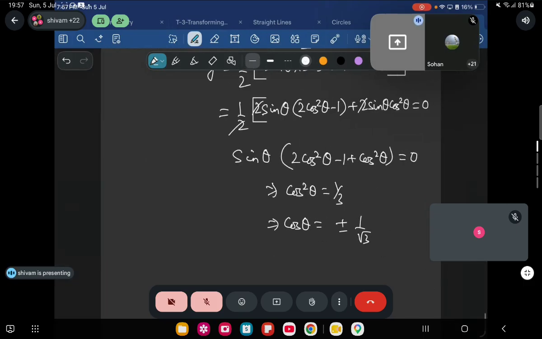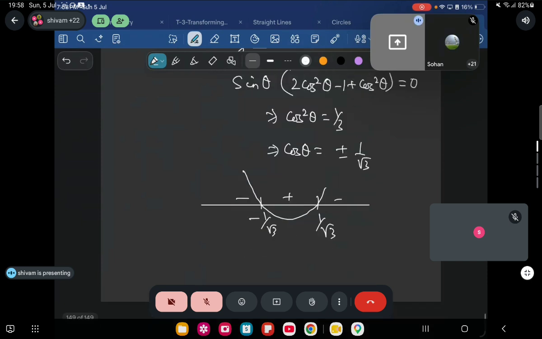We'll have to check whether we'll get the maximum or the minimum. So I've got 3 cos square theta minus 1. So this is minus 1 by root 3, plus 1 by root 3. So it is 3x square minus 1. So the graph will look somewhat like this. Negative, positive, negative. So from positive to negative, we are getting the maximum value.